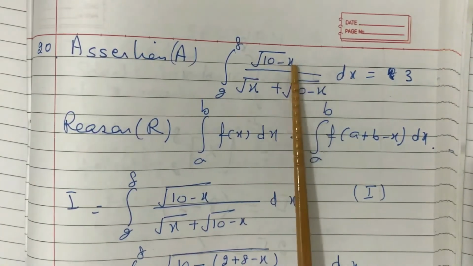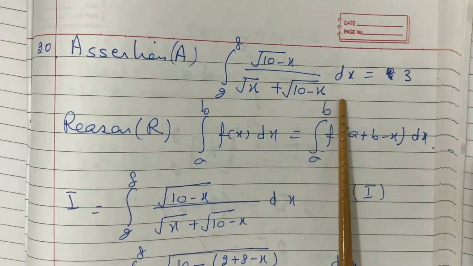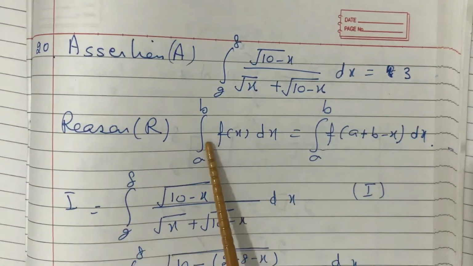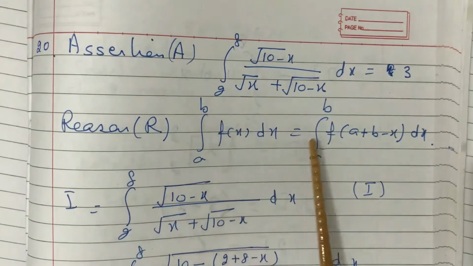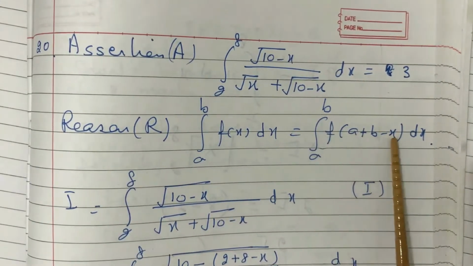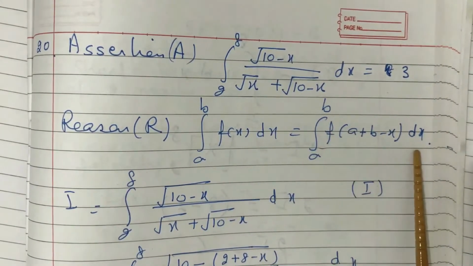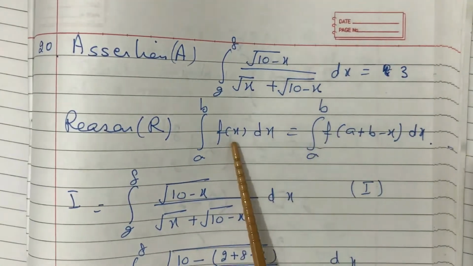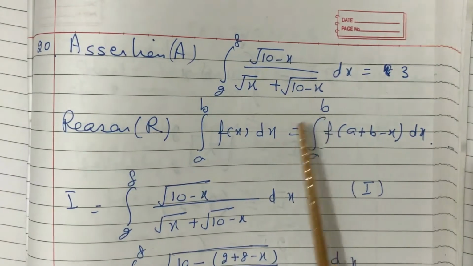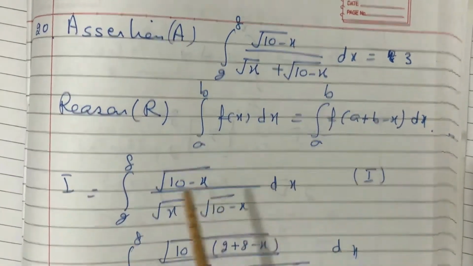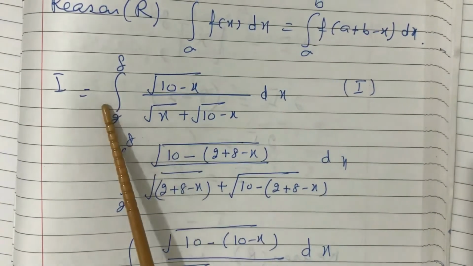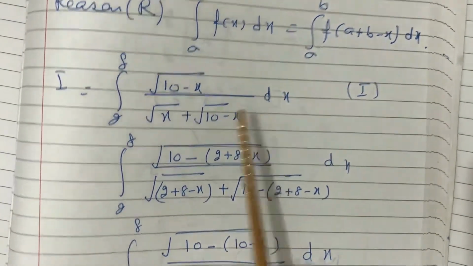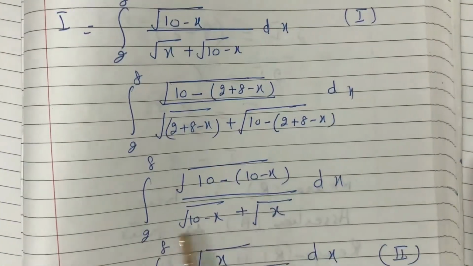The 20th question, assertion A: Integration of root 10 minus x upon root x plus root 10 minus x dx from 2 to 8 is equal to 3. Reason R: Integration of f(x) dx from a to b is equal to integration of f(a plus b minus x) dx from a to b. So this thing can be written as this, where x is changed into a plus b minus x. Now this is the question, and here I have applied the formula which is written here. After applying the formula, I'll get this.